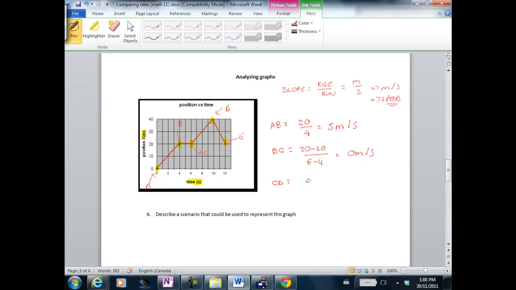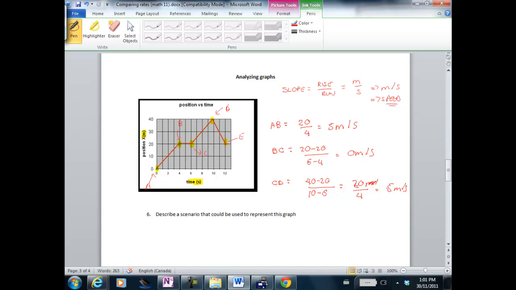So let's do this now. 40 minus 20 over your run. To make your life simpler, we'll call this 10, and we'll call this 6. It's just rise over run, which is 10 minus 6. We take our second point minus our first point. So the top number, 40 minus 20, then the x run, 10 minus 6, and you get 4. So 20 divided by 4, which is 5 meters per second.